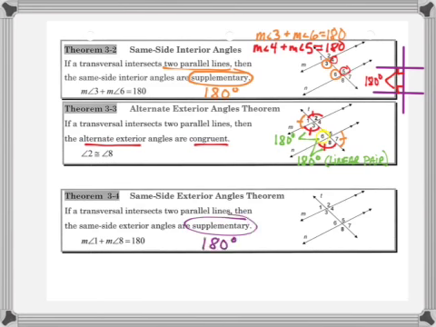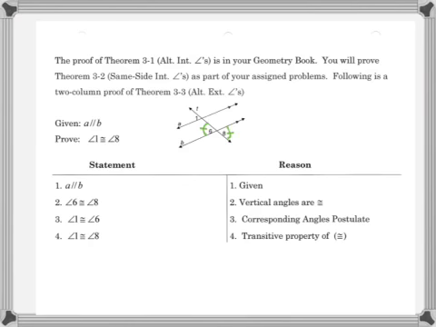Alright, so supplement again is 180. So we have 1 and 6 are corresponding angles, and 6 and 8 form a linear pair. So therefore, 1 and 8 have to be supplements, because 6 and 8 are supplements and 1 and 6 are congruent. So we can substitute and find that 1 and 8 are supplementary.